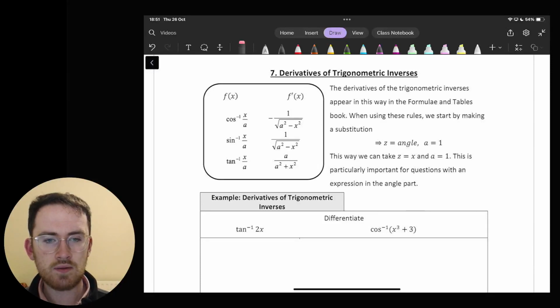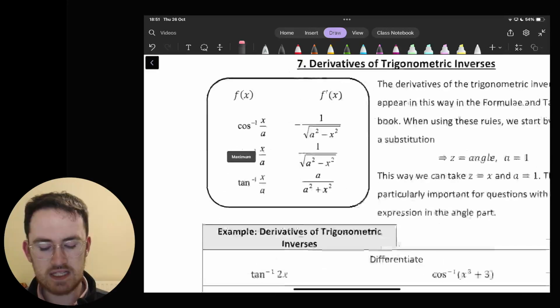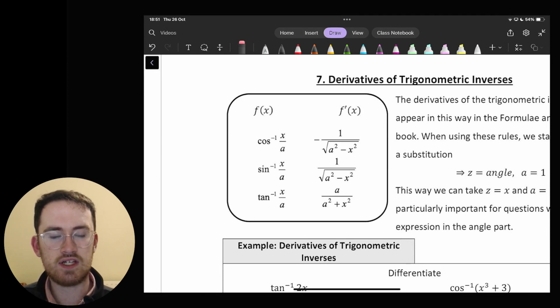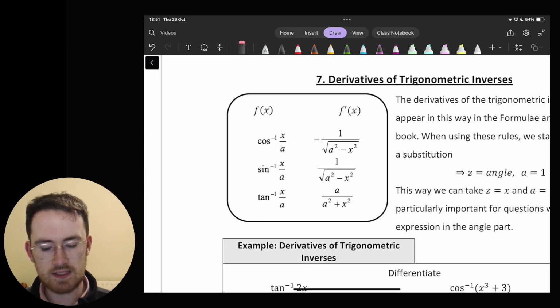Okay, we're going to look at some trigonometric inverses now. So a trigonometric inverse obviously is just our cos inverse, our sine inverse, our tan inverse. They appear this way in your log tables, so that's the version that you need to be the most used to, I suppose.